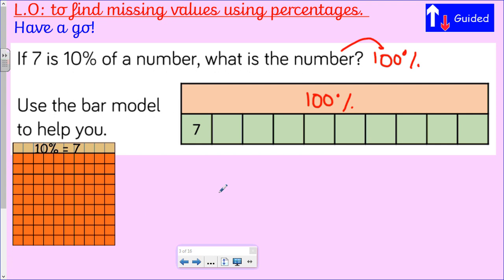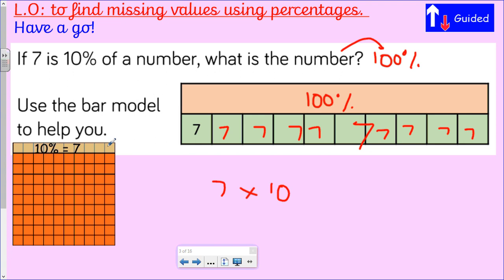So we are literally doing 7 times 10. That's it. There is nothing more complicated than that. This is 7, this is 7, this is 7, 7, 7, 7. There are 10 of them, because there are 10 tens in 100. 10%, there are 10 of them. 10 times 10 is 100.